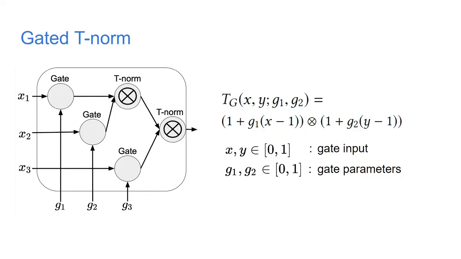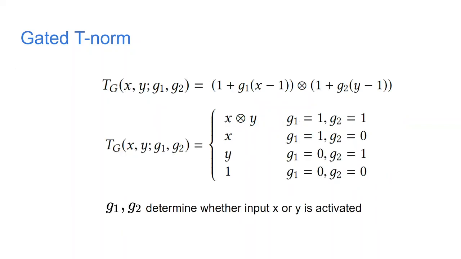Gated T-norm is formally defined here, with additional gating parameters G1 and G2, which are learned during model training. The gated T-norm defined this way has the following property. You can see that when both G1 and G2 are 1, it becomes a normal T-norm. When G1 is 0, input X is ignored.